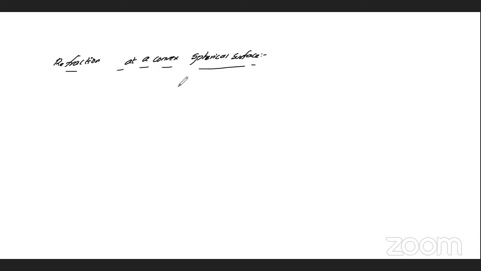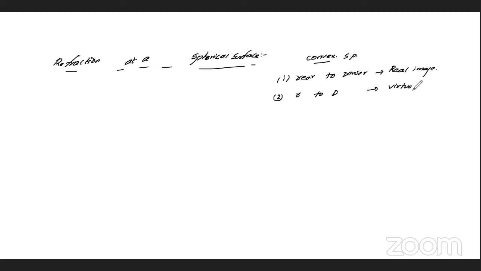So here I'm taking the convex first of all. In these cases we'll discuss convex and concave. First of all, we'll discuss the convex spherical surface, with the light ray passing from rarer to denser medium, creating a real image. Then the second part, same rarer to denser, we'll discuss the virtual image. And remember whether it is virtual or real.